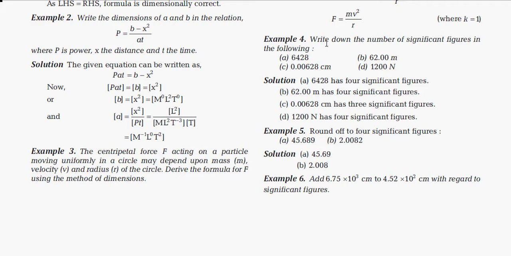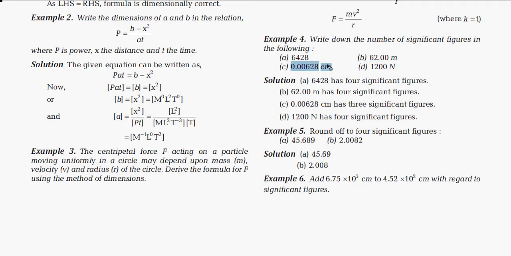How many significant figures will we have? Let's see, this is 6428. How many significant figures will there be? There will be 4 significant figures, because each term is a separate term, right? If you're talking about 62.00, after the decimal there are two zeros, so they will be counted, guys. So it will again be 4 significant figures.